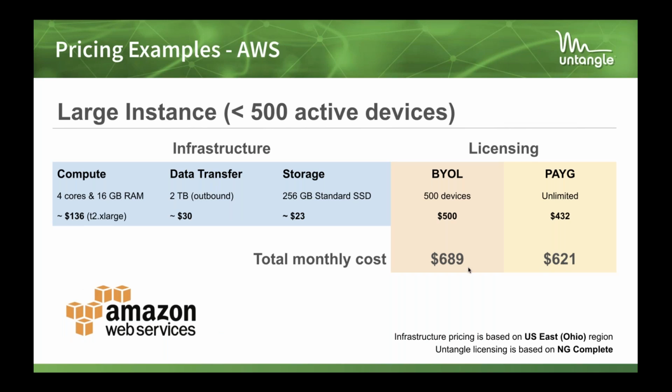And in AWS, a similar sized instance with 4 cores and 16 gigs of RAM is going to cost you roughly the same price, infrastructure-wise, just under $200. And so your total bring your own license cost would be $689 or $621 with the pay-as-you-go.